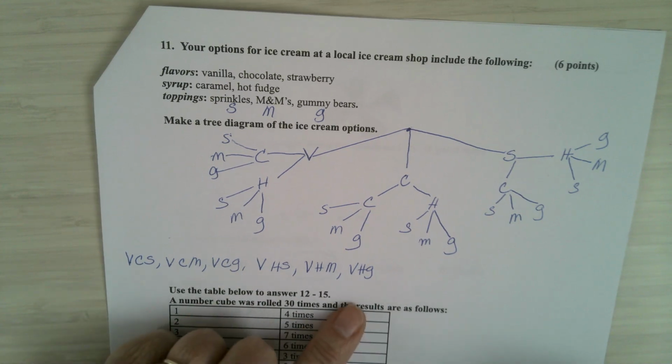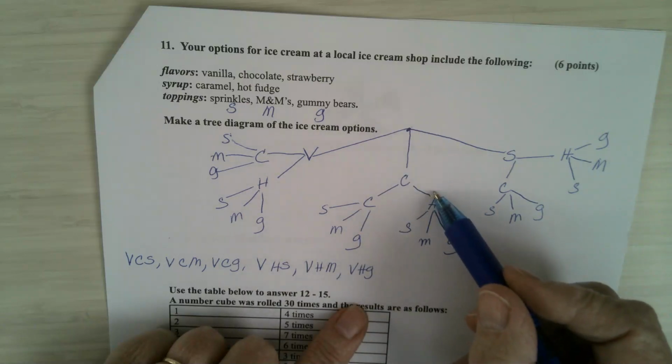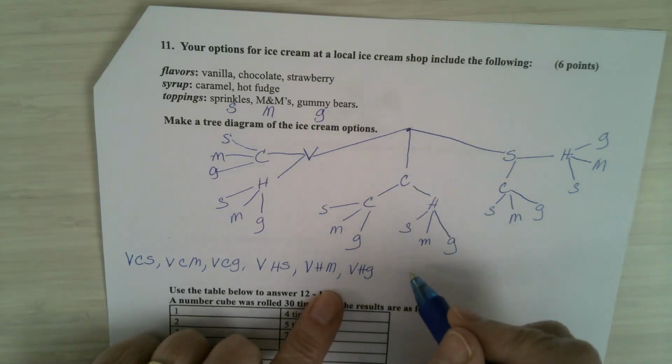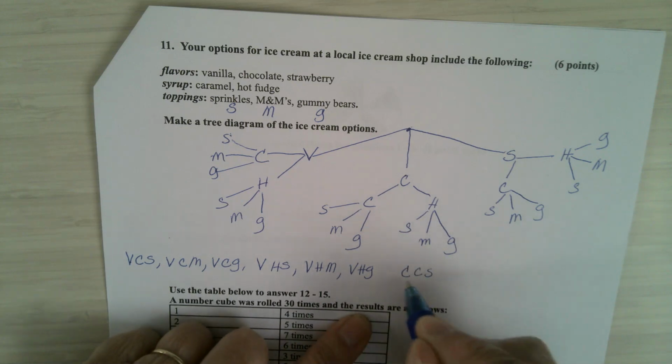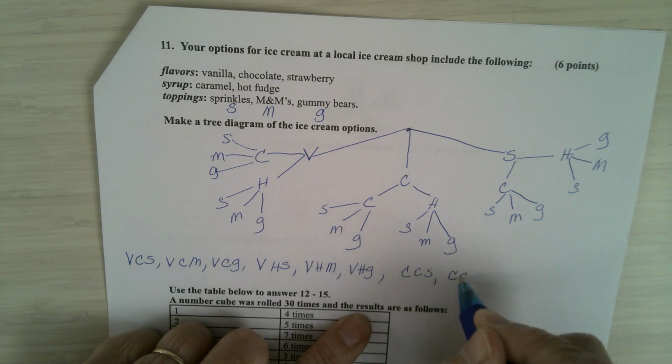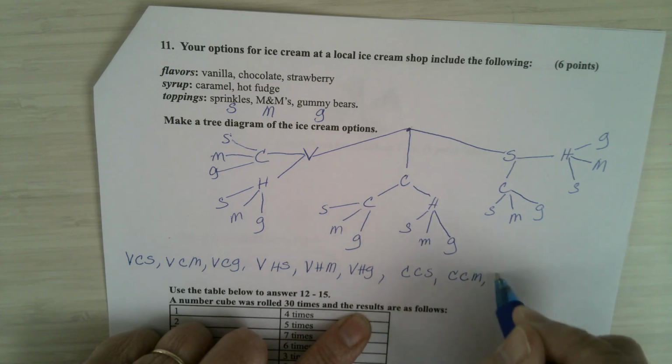Now we're going to go to chocolate. Did I get all of them? Yeah, 6. So now we have chocolate caramel sprinkles, chocolate caramel M&Ms, chocolate caramel gummy bears.